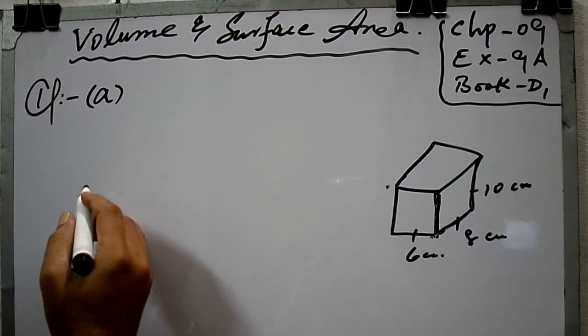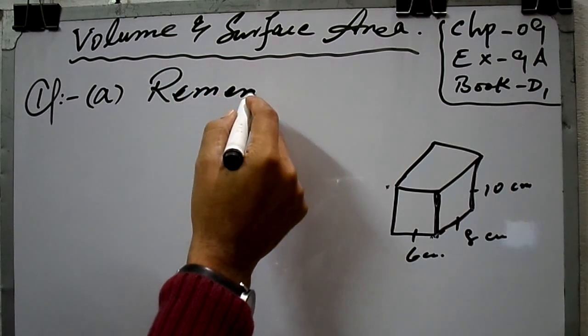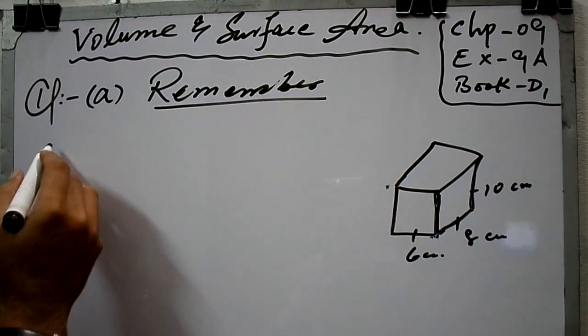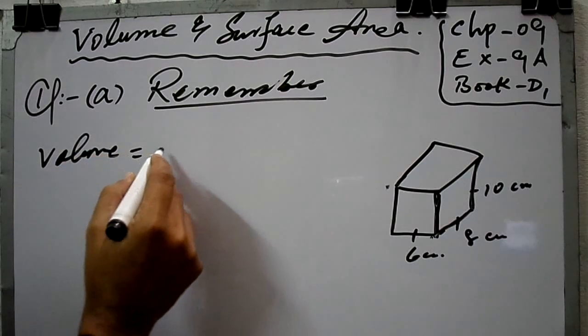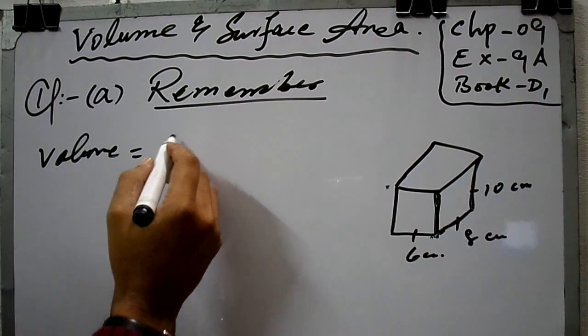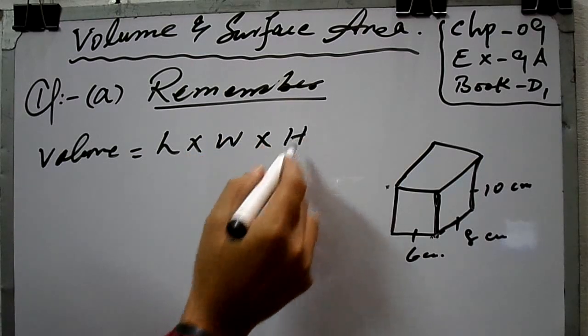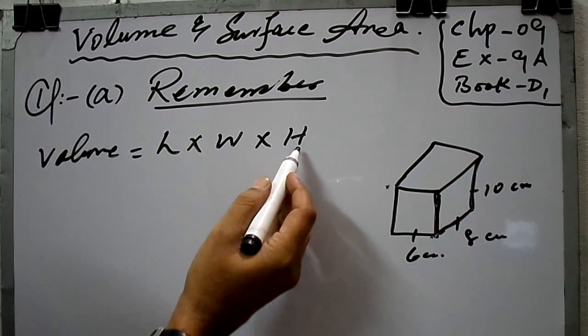So first of all, you have to remember these formulas. Number 1, volume of solid. How can we find it? We can find it with the help of this formula: length into width into height. Sometimes width is known as breadth, no problem, length into width into height.